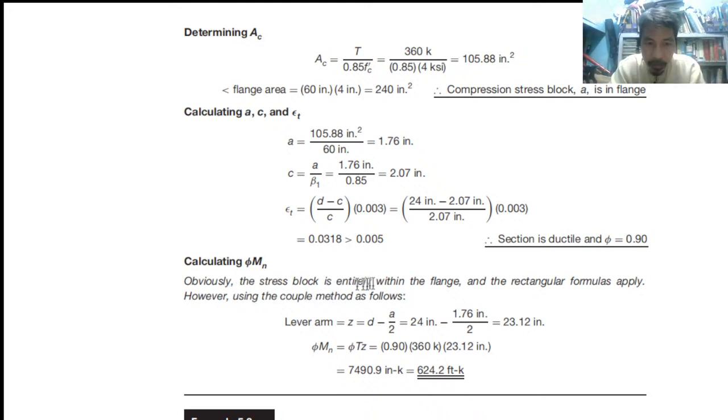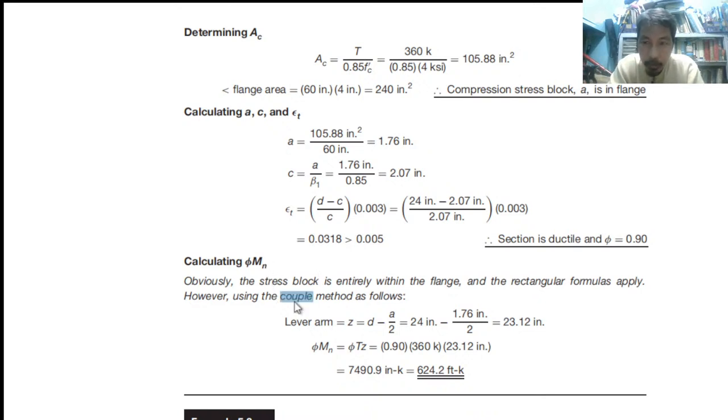Obviously, the stress block is entirely within the flange and the rectangular formulas apply. However, we're using the couple method as follows. Couple meaning the lever arm. Lever arm is d minus a over 2. So 24 minus a divided by 2. What is a? So a is here. So that is 23.12. So we already know the lever arm.